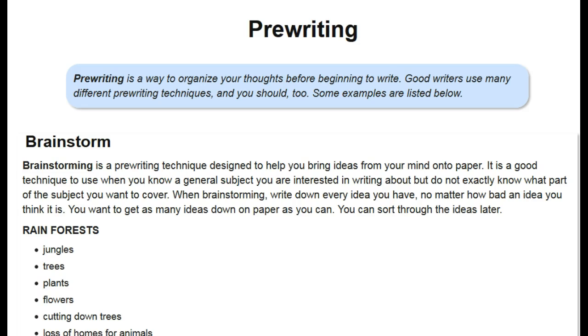Pre-writing. Pre-writing is a way to organize your thoughts before beginning to write. Good writers use many different pre-writing techniques, and you should too. Some examples are listed below. Brainstorm. Brainstorming is a pre-writing technique designed to help you bring ideas from your mind onto paper.